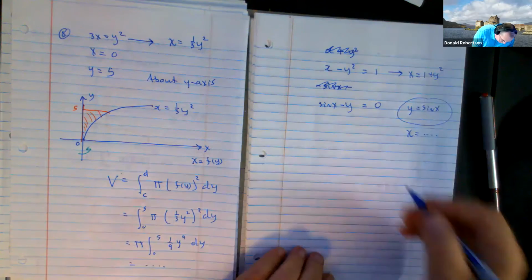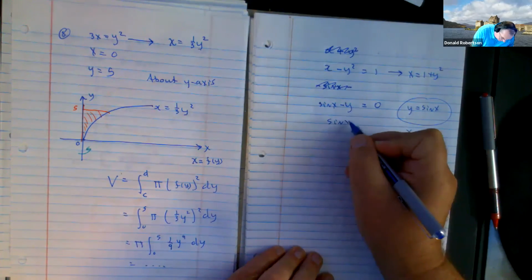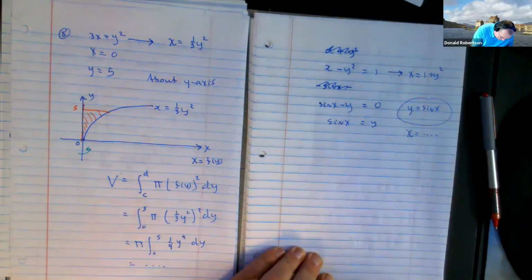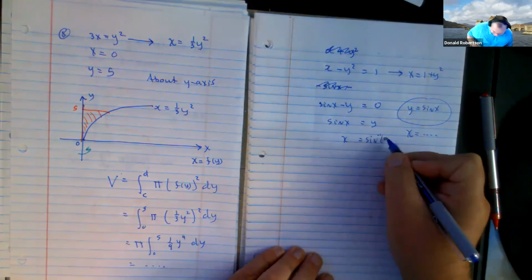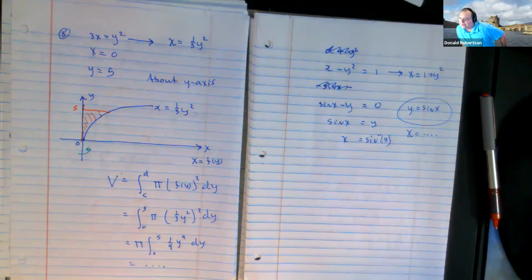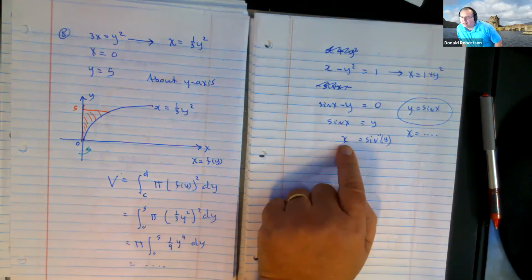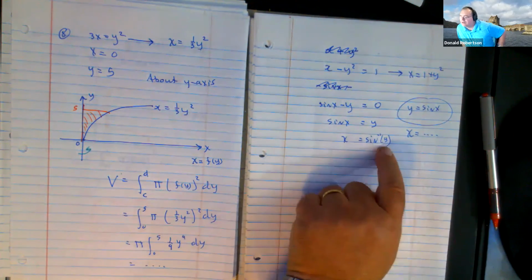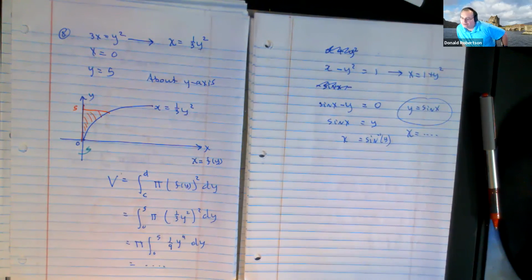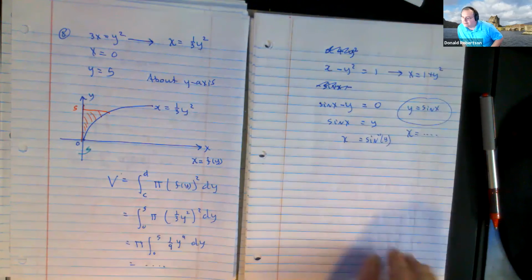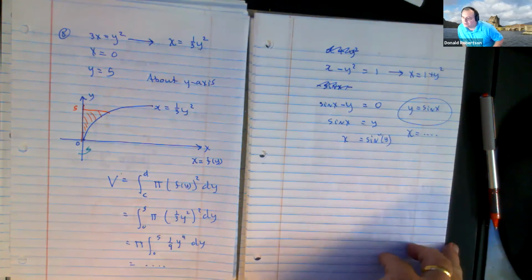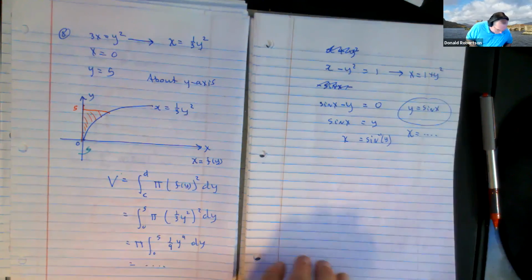So this is what you would do. Add y to both sides. And then do that. So if you know you're rotating about the y-axis, make sure that your formulas are x equals a function of y. And if you know you're rotating about the x-axis, then do it this way. Little side issue, but just in case it pops up.